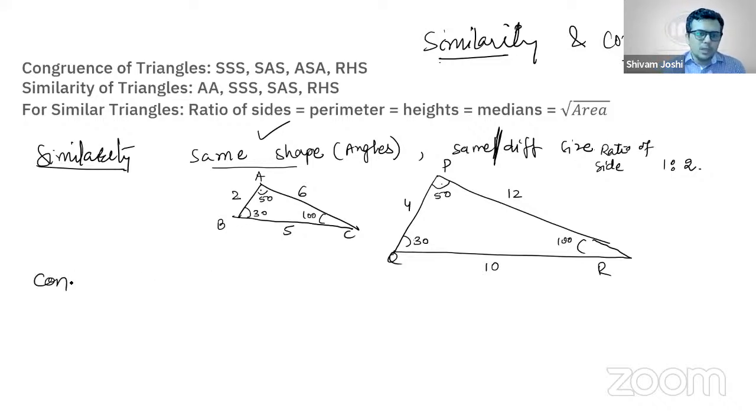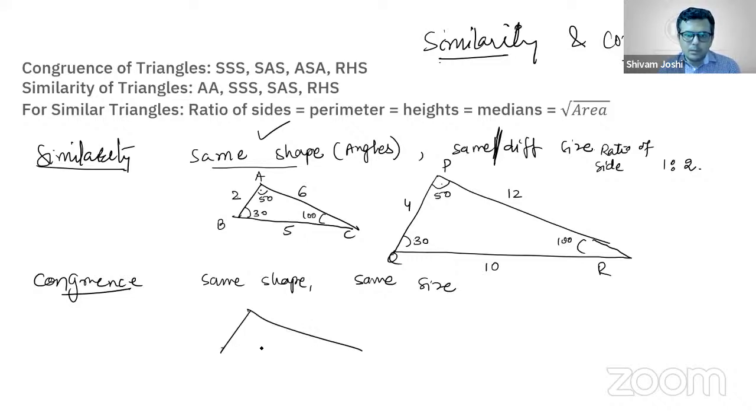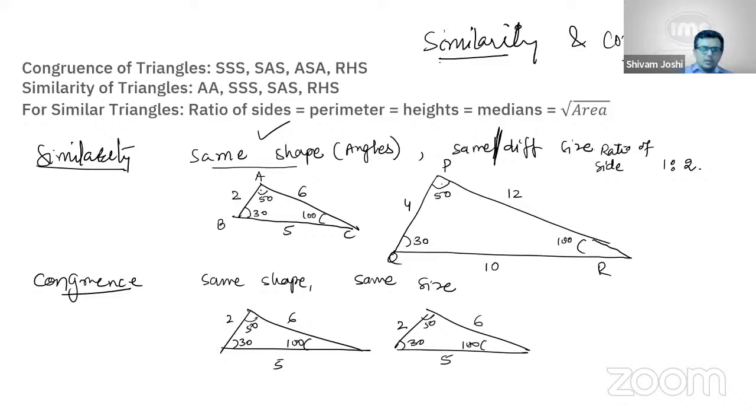Now what is congruence on the other hand? Congruence is obviously same shape, same size. So over here, you will have 50, 30, 100. And this will also be the same thing, which is 50, 30, 100. Okay. This is 2, 5, 6. This is also 2, 5, 6. So you are seeing that not only the shapes are equal, but the sizes are also equal. And that is what we call a congruence.